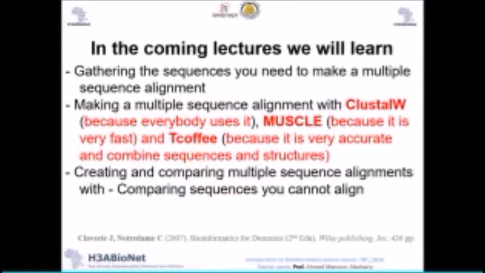Also, we should learn in this lecture about creating and comparing multiple sequence alignments, and comparing sequences that cannot be aligned. This we should also learn in the coming lectures.